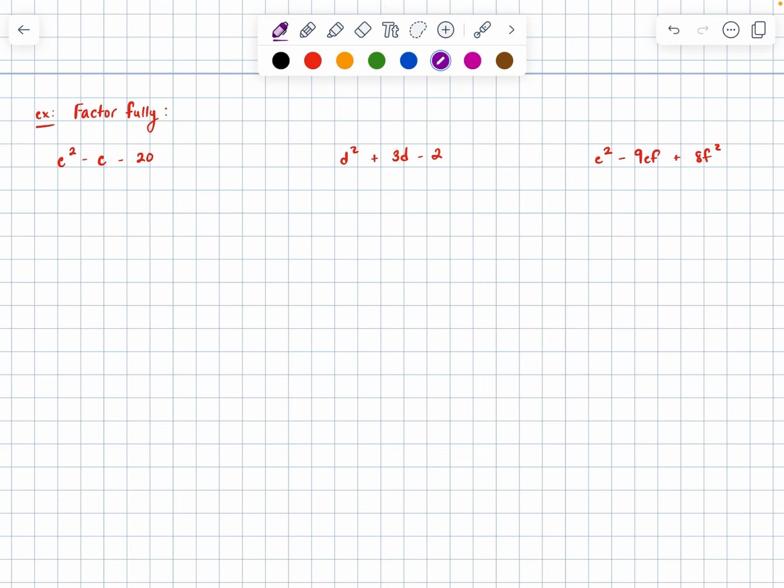C squared minus c minus 20 is my first quadratic trinomial. Well, I know that if it's factorable, a quadratic trinomial needs to be the product of two linear binomials. Because there is an invisible leading coefficient of 1, I know that my factors at the back need to satisfy a certain set of criteria. I need these two numbers at the back to simultaneously multiply to get me to negative 20 and add to get me to my invisible negative 1.